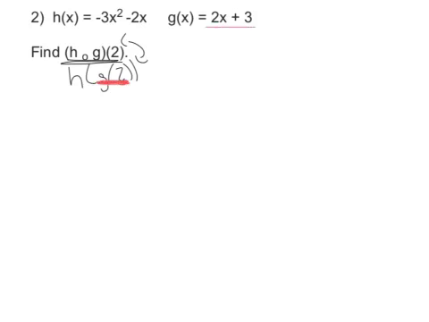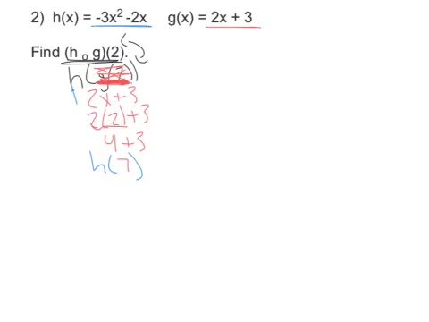So our g function is 2x plus 3. We're going to plug 2 in where the x is. So 2 times 2 plus 3. So 2 times 2 is 4, plus 3 is 7. So that's our g of 2, so I'm going to mark that out. That's our answer to g of 2. And then we still have this h left over. So that means we're going to take this 7 and plug it into the h function.